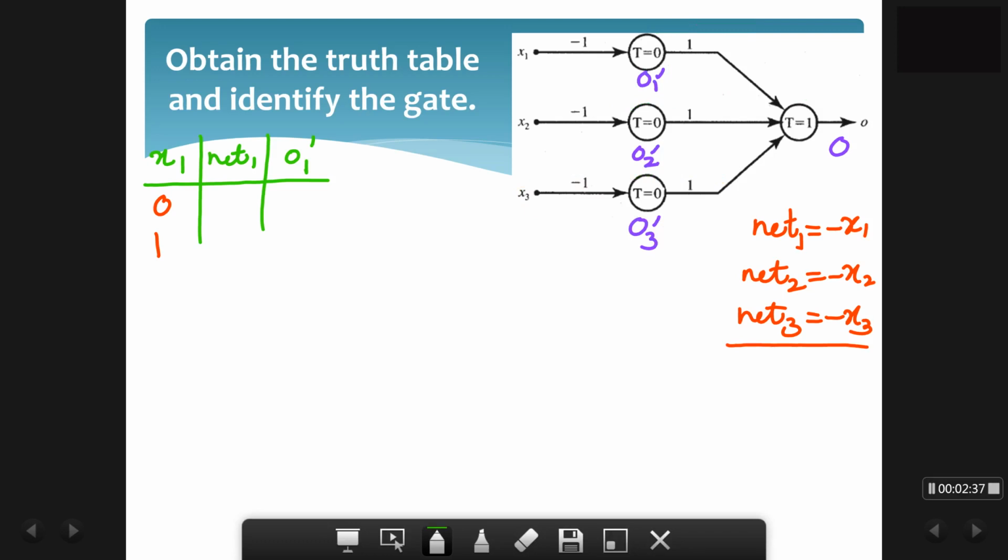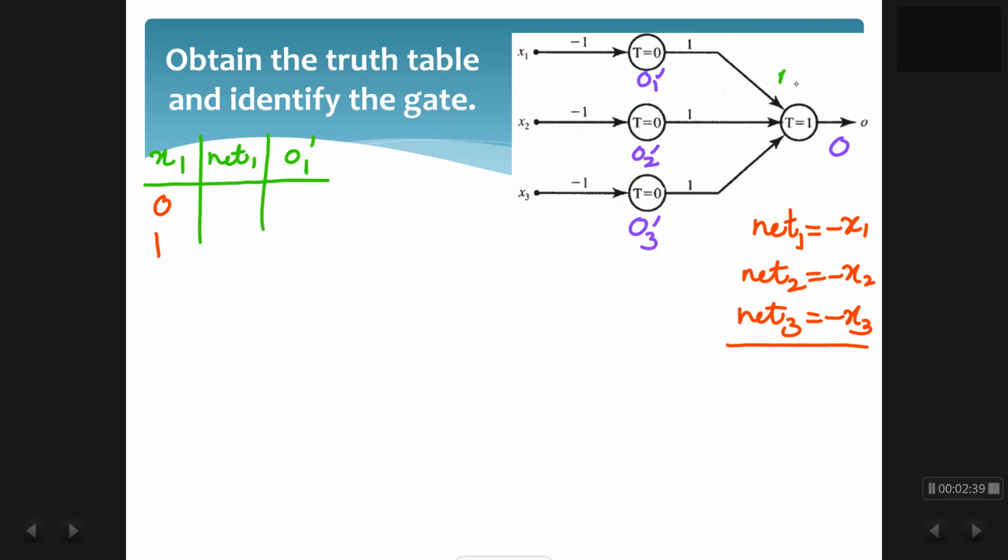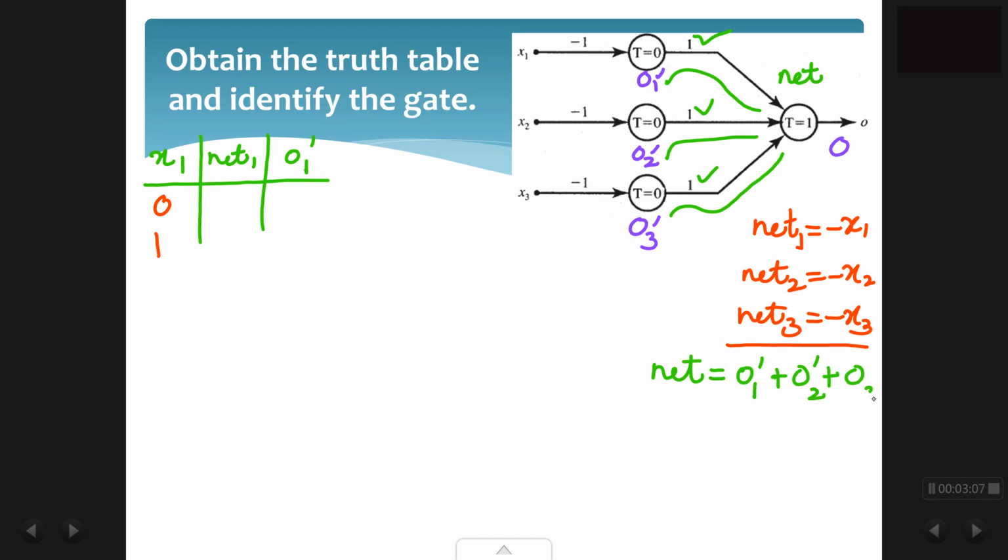Similarly, we can write the equation for the net of the final neuron. What will be the net? If at all you see here, the output O1 dash is coming here and the weight is 1. Similarly, output O2 dash is coming here with weight 1 and O3 dash is coming here with weight 1, and therefore I can write the equation of net as O1 dash plus O2 dash plus O3 dash. So we have written the equations of all the net for the neural network.